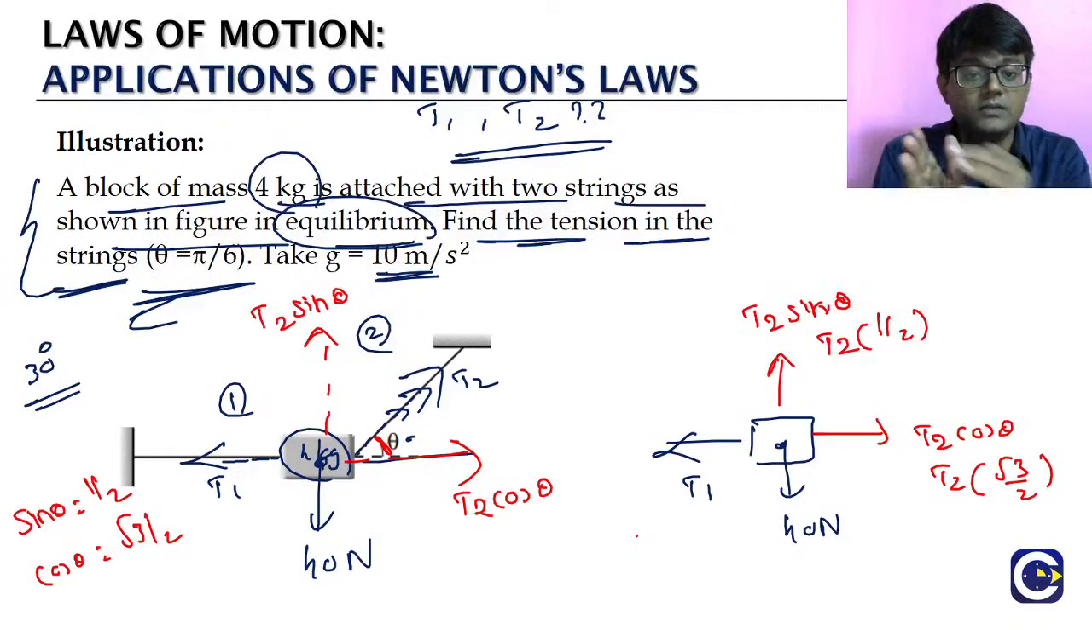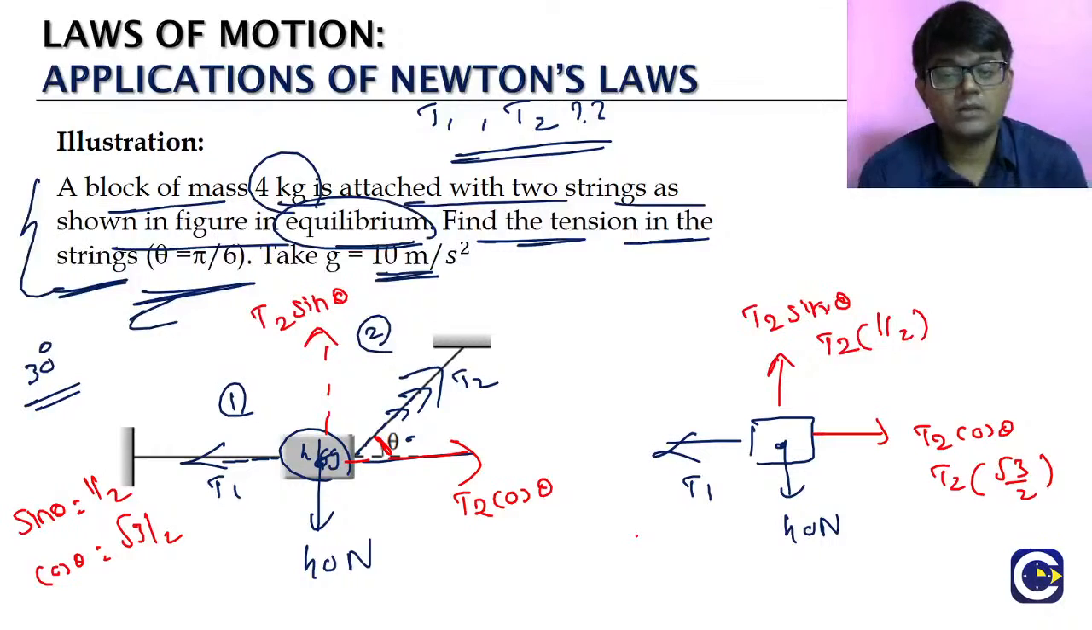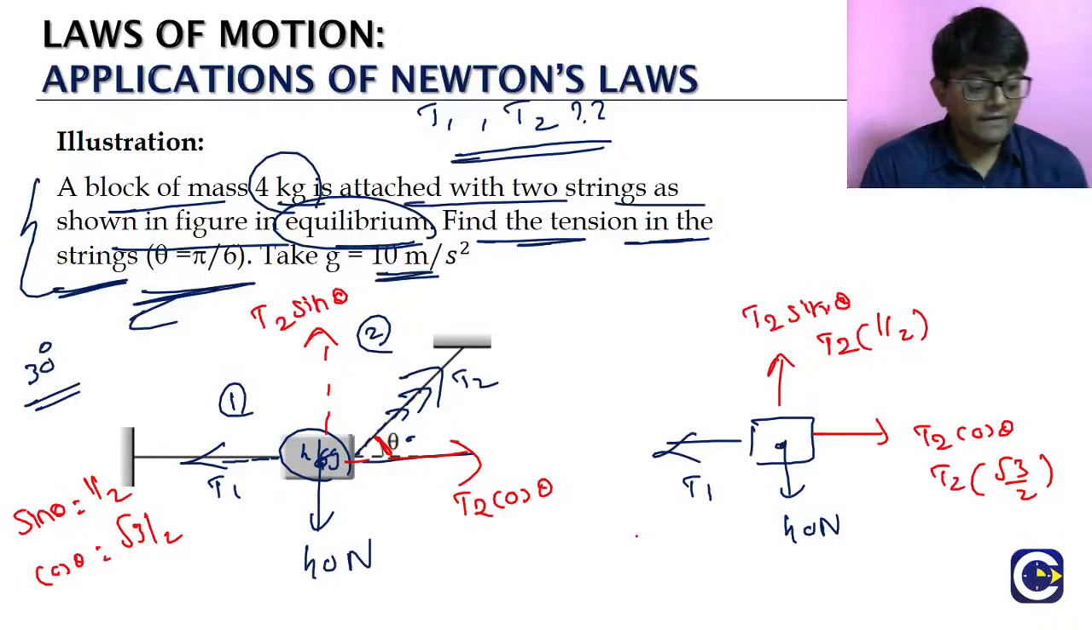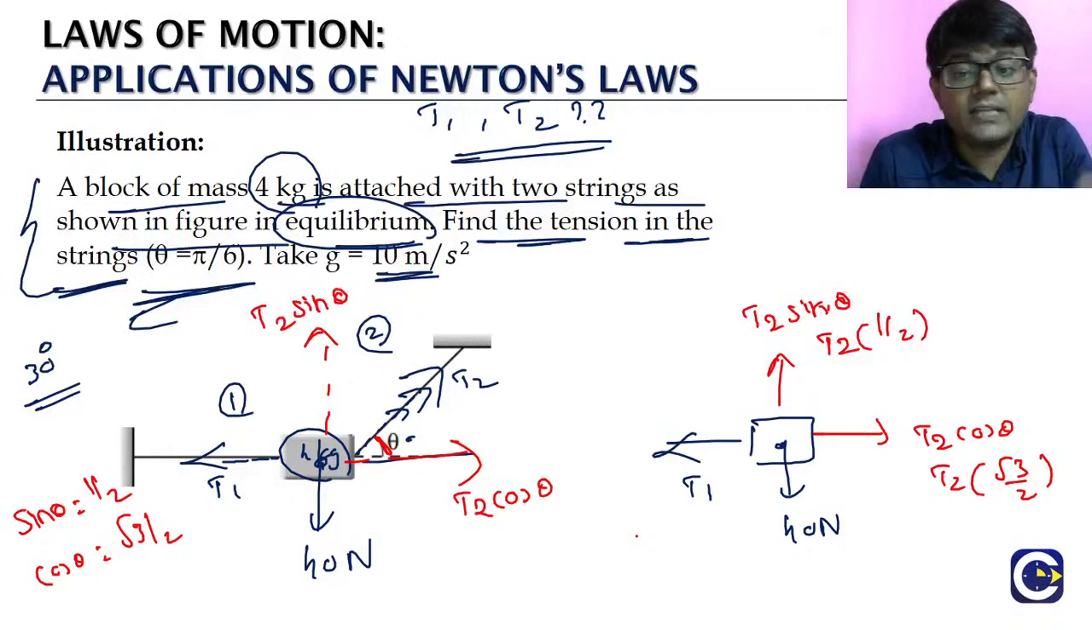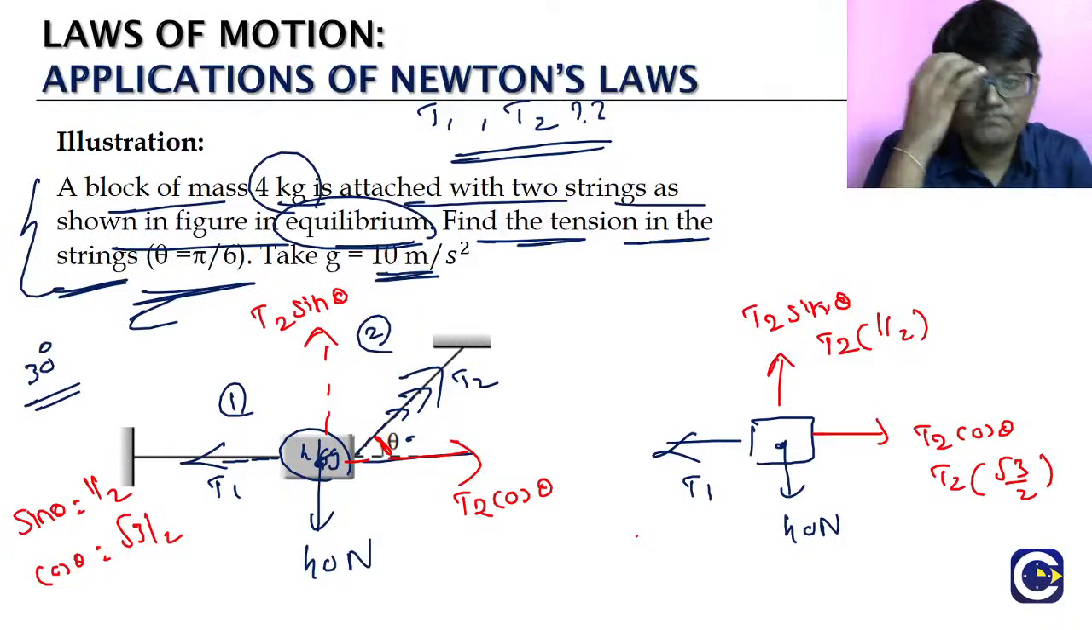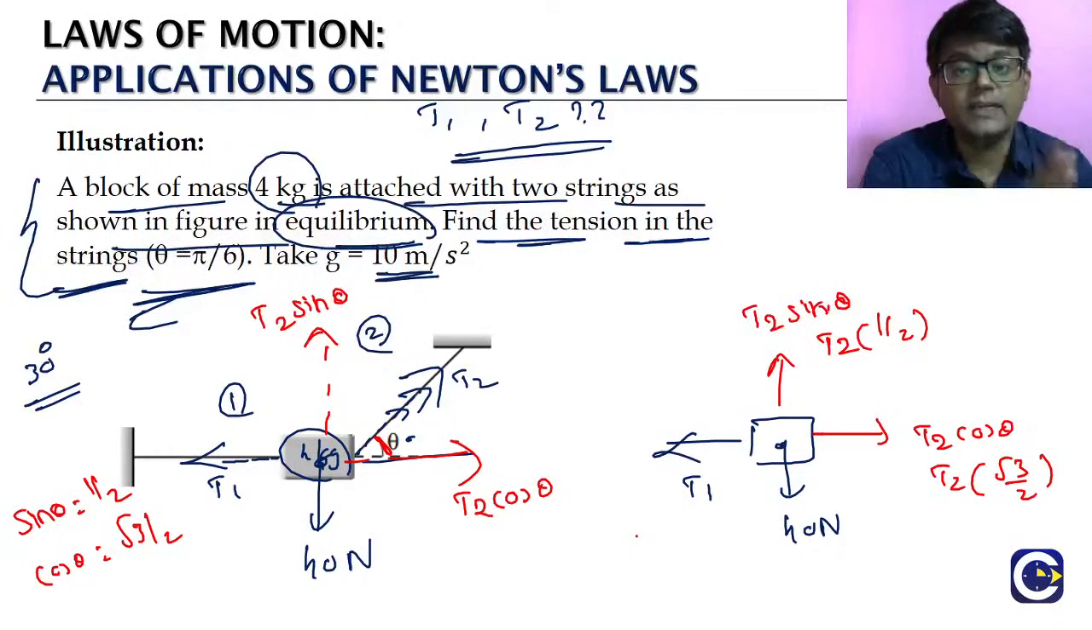Already we have taken components of the forces along the horizontal and vertical. We did not take the component of weight. Why? Because this is already vertical. We did not take the component of T1. Why? Because that is already horizontal. Only whichever forces are inclined, means neither horizontal nor vertical, right? Only those forces we will take components.